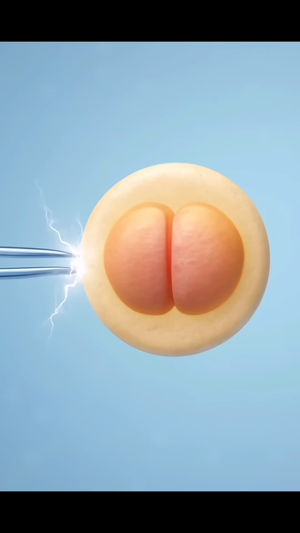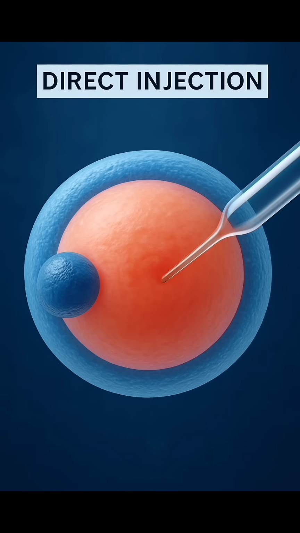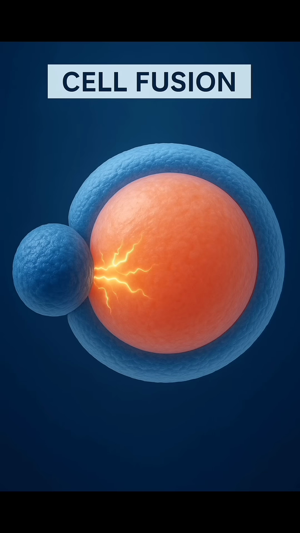Cell fusion. The entire somatic cell is placed in the perivitelline space, the area between the oocyte's plasma membrane and the zona pellucida, and then fused with the enucleated oocyte using an electrical pulse.